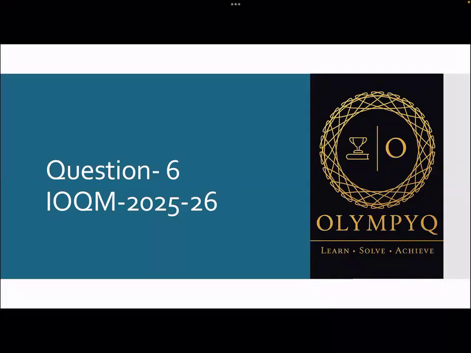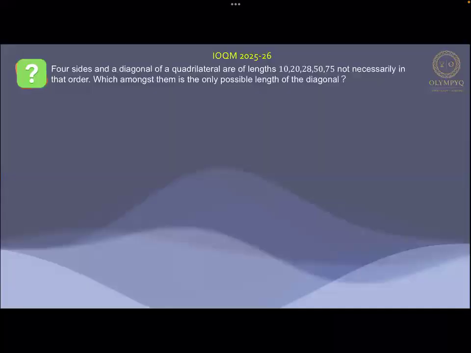Hello students, this is question number 6 of IOQM 2025 and 26. And the question here says, four sides and a diagonal of a quadrilateral are of lengths 10, 20, 28, 50 and 75, not necessarily in that order. Which among them is the only possible length for the diagonal?